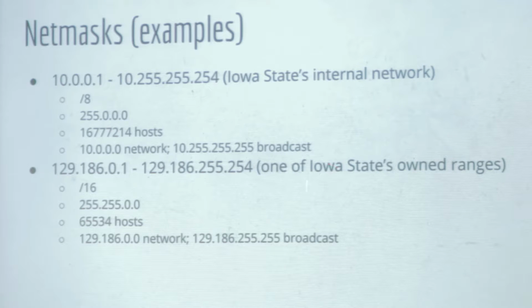Another one here is one of Iowa State's internet addresses that they own and have purchased. This is a /16, 129.186.0.0, and that's 65,534 hosts. That's one you'll get if you look at your computer without the NAT. You might get one of those. A lot of the servers in many of the buildings are on this range, and you might see that if you try to do a lookup.